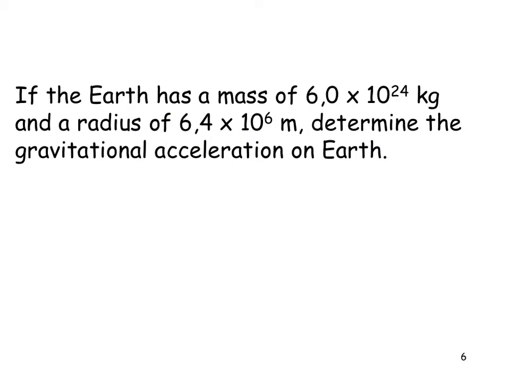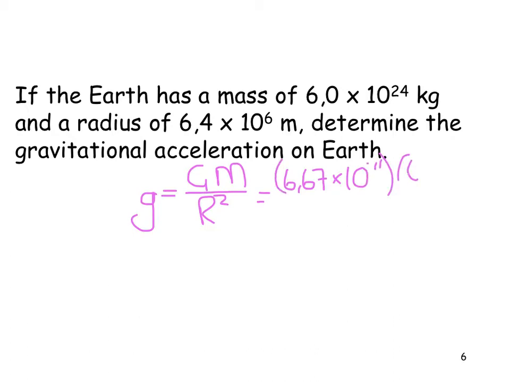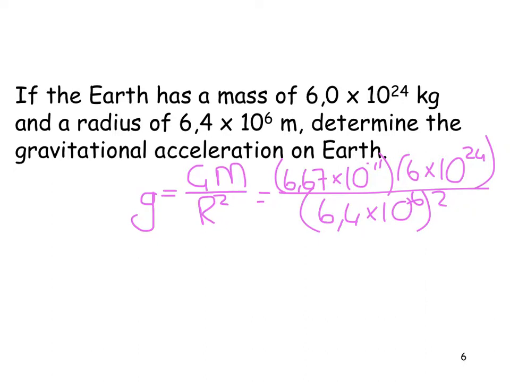If the Earth has a mass of what it is and a radius of that, determine the gravitational acceleration on Earth. So I'm going to substitute into that equation. g is equal to capital G, mass of the planet divided by radius of the planet squared, and I'm going to put 6,67 times 10 to the negative 11 multiplied by 6 times 10 to the 24 and divided by 6,4 times 10 to the 6, and I need to raise that to the power of 2, square it. And I land up with 9,77 meters per second squared. Double check that you can make your calculator do that.